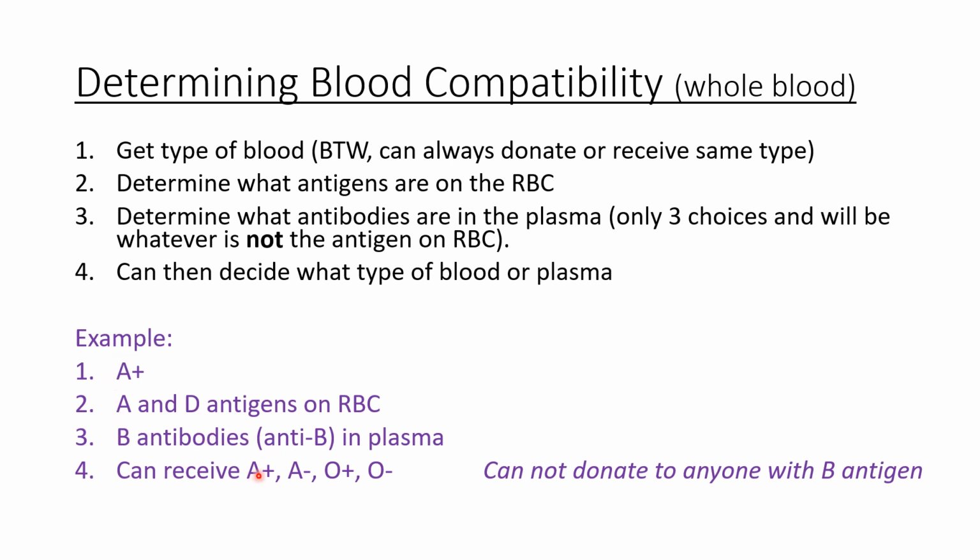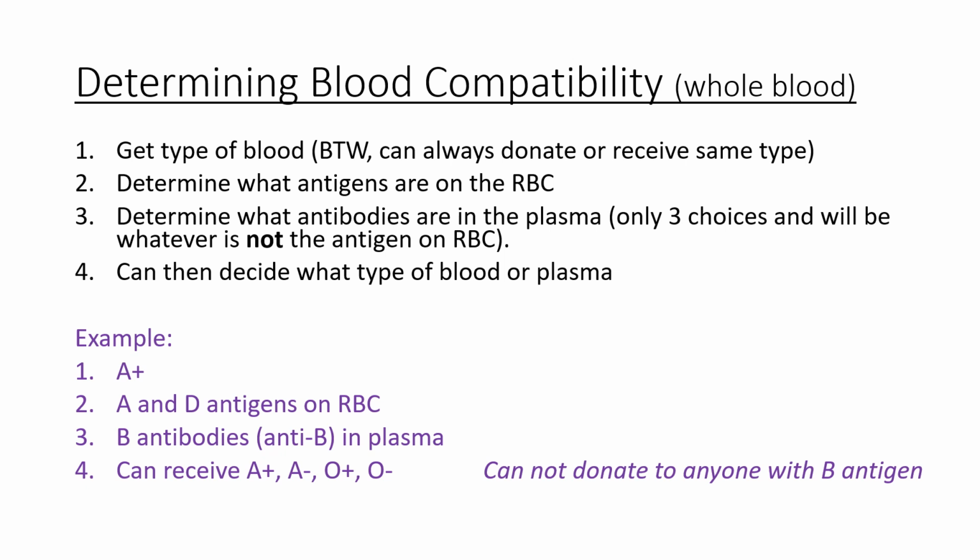And so they can either receive A positive, or A without the rhesus factor, A negative, or O positive, or O negative. They cannot receive from anyone with the B antigen because of the anti-B antibodies. So that's the secret, and you should work and you should practice this.